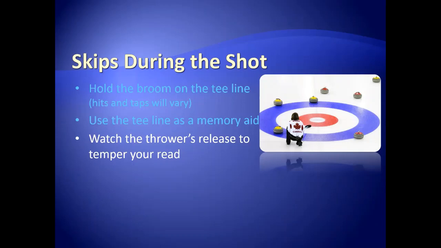So you want to see if the thrower looks like they threw the rock out or pushed it in, or did not slide their body along the line of delivery, because that could happen as well. That will immediately change your expectation for that shot as a skip. Does that make sense to everyone? Anybody have any questions about that?